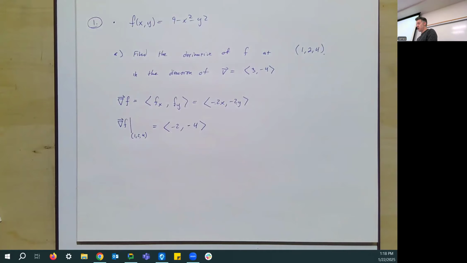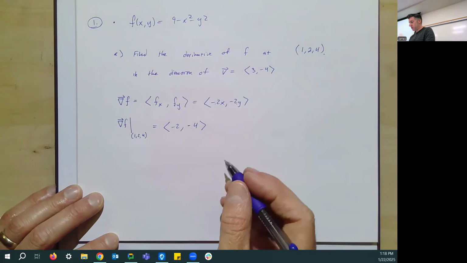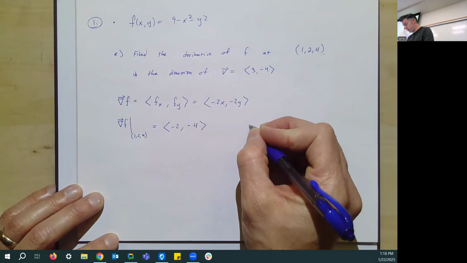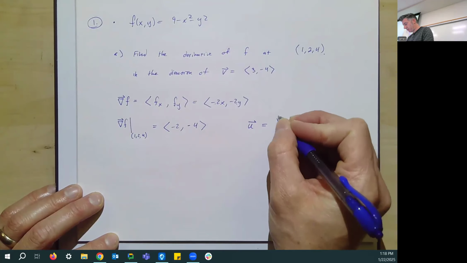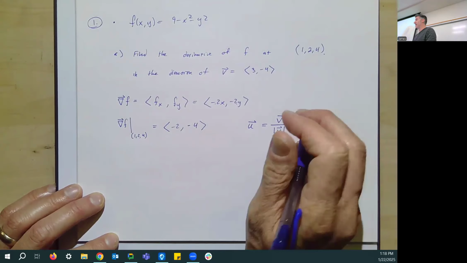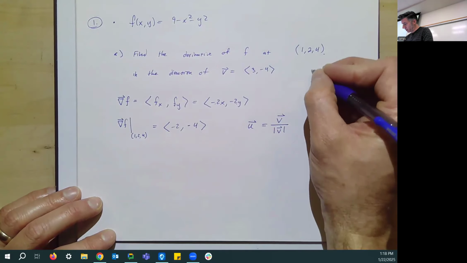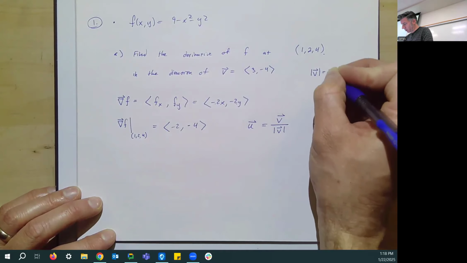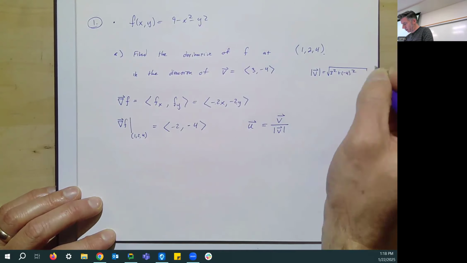Okay. And then we're going to normalize our vector v. So we're going to say that the unit vector u is equal to the vector v divided by its own magnitude. And I picked a vector that has a nice easy magnitude for this example. The magnitude of v, I will just point out, is the square root of 3 squared plus negative 4 squared, which does end up equaling 5.